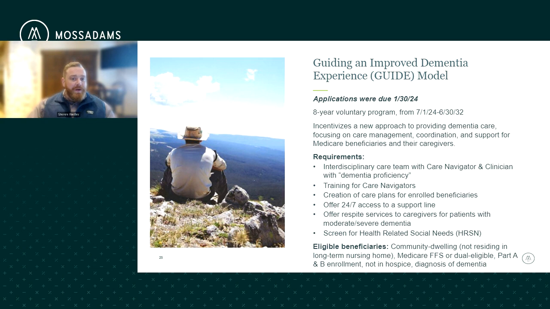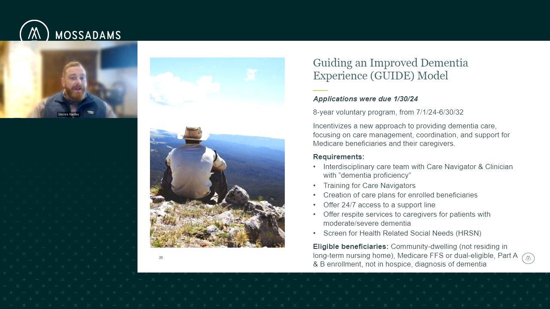The program has a number of requirements, which include an interdisciplinary team consisting of a trained care navigator, as well as a clinician, either a physician, nurse practitioner, or PA, that has dementia proficiency. The program also requires a comprehensive care plan for patients and 24/7 access to a support line, as well as paid respite services, which is a huge benefit to caregivers. CMS is really encouraging collaboration with other organizations. So if there's a requirement that your organization currently doesn't meet or can't provide, you're allowed to contract with third-party providers, such as for the 24/7 support line or the respite services.